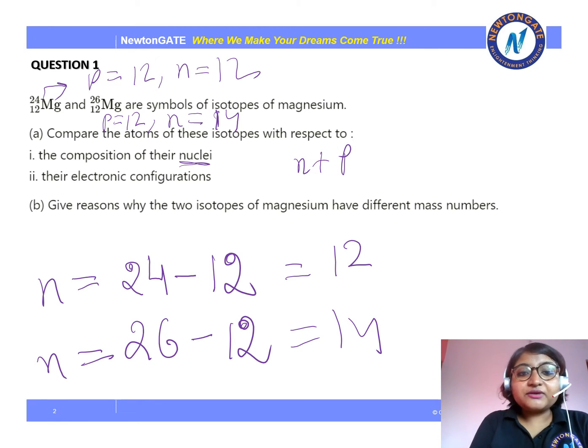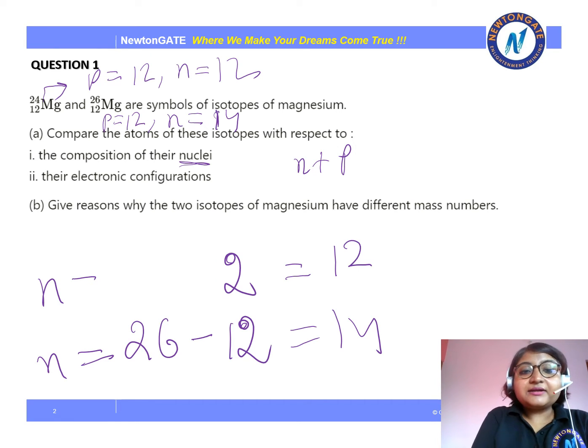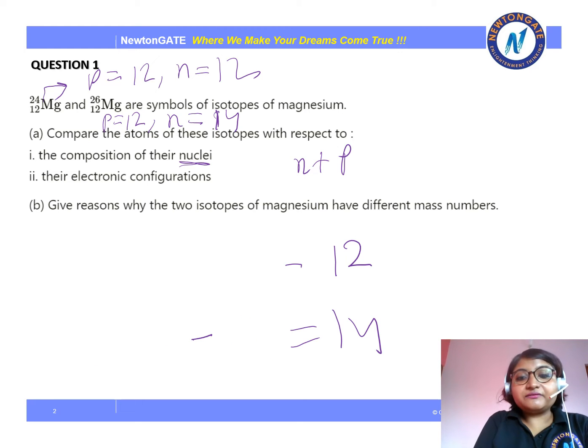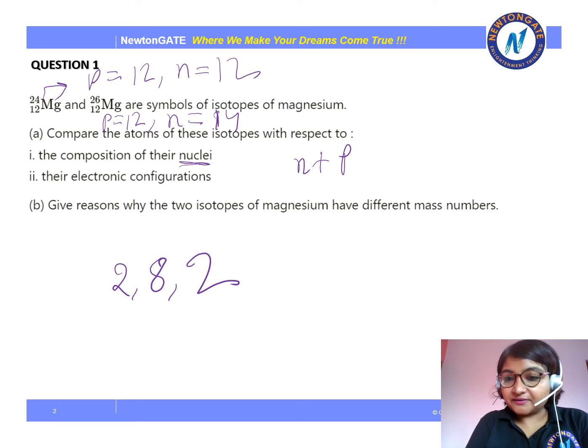And what is the electronic configuration? Since for both the isotopes the number of protons is equal, the electronic configuration will not vary. It will be the same for both the isotopes. It will be 2, 8, 2 for atomic number 12.